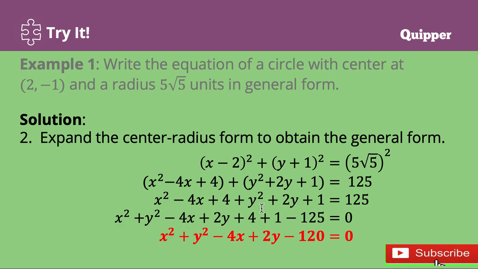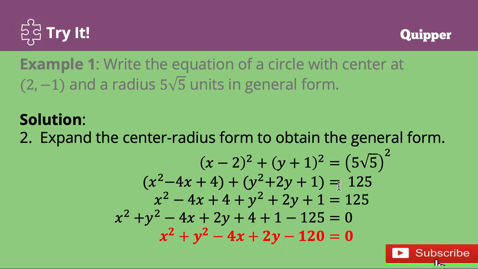Second, expand the center radius form to obtain the general form. We are now in expansion, and I hope that you know already how to expand binomials. The expansion of (x - 2)² is x² - 4x + 4. And for (y + 1)², the expansion is y² + 2y + 1.